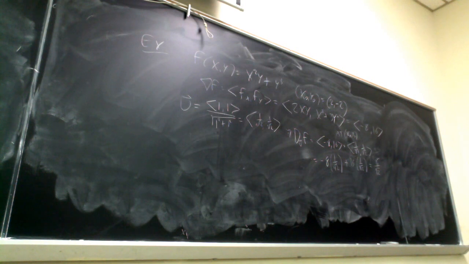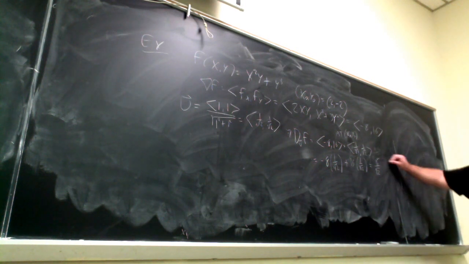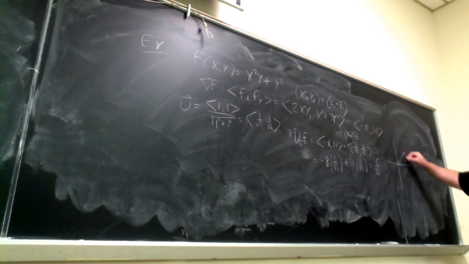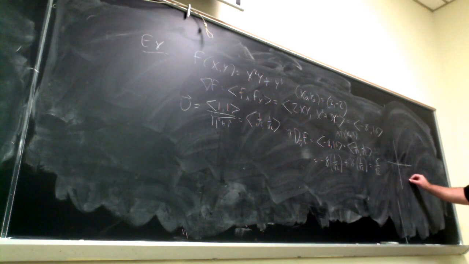So along that direction, 1, 1 is pointing this way at a 45-degree angle, f is at the point x is 2 and y is minus 2. So from this point, going in this direction, we see an increase.